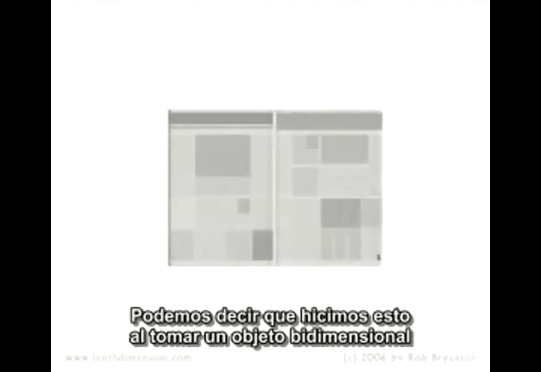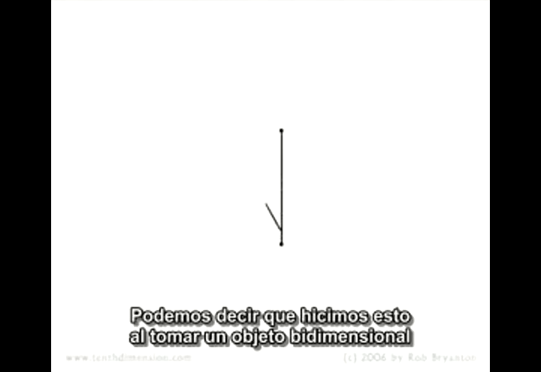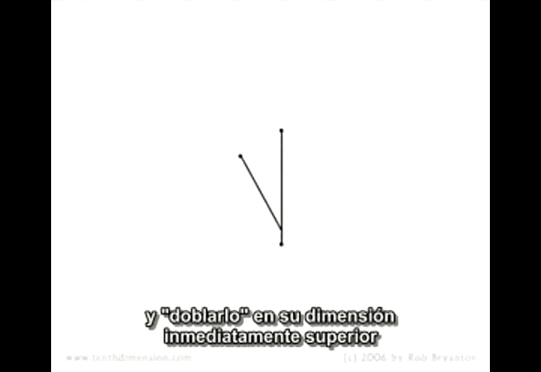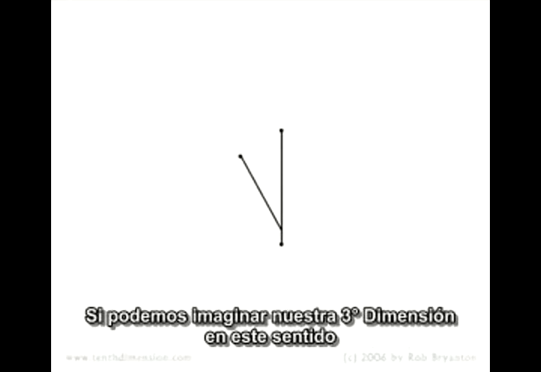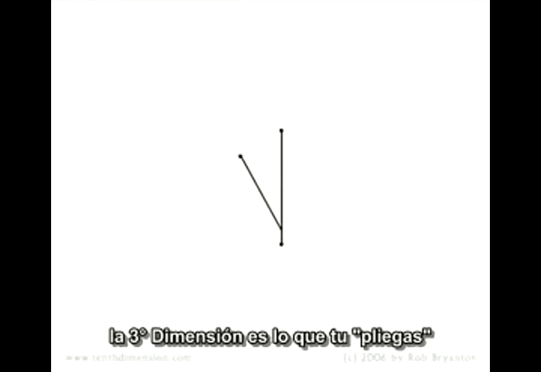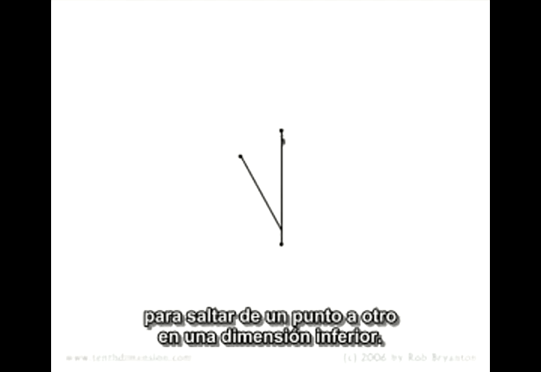We can imagine that we did this by taking a two-dimensional object and folding it through the dimension above, which is our third dimension. Once again, it'll be more convenient for us as we imagine the higher dimensions if we can think of the third dimension in this way. The third dimension is what you fold through to jump from one point to another in the dimension below.